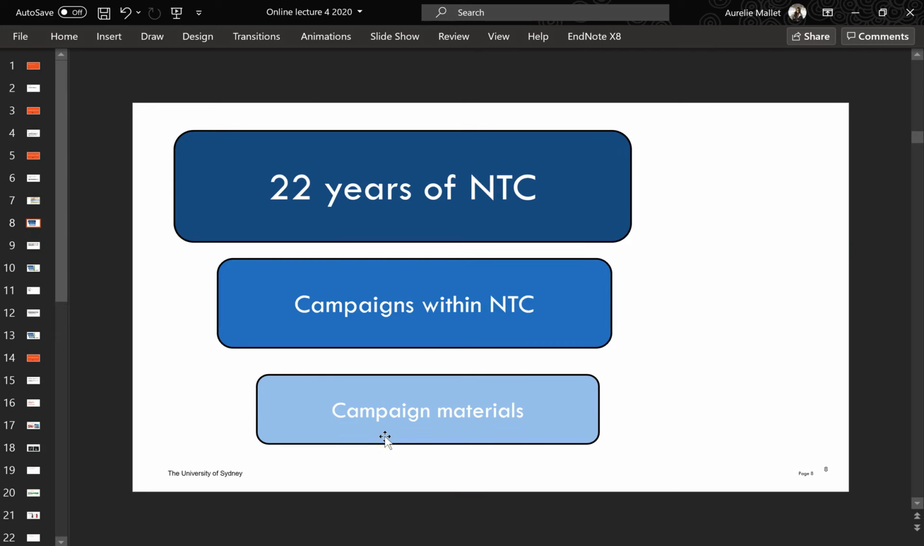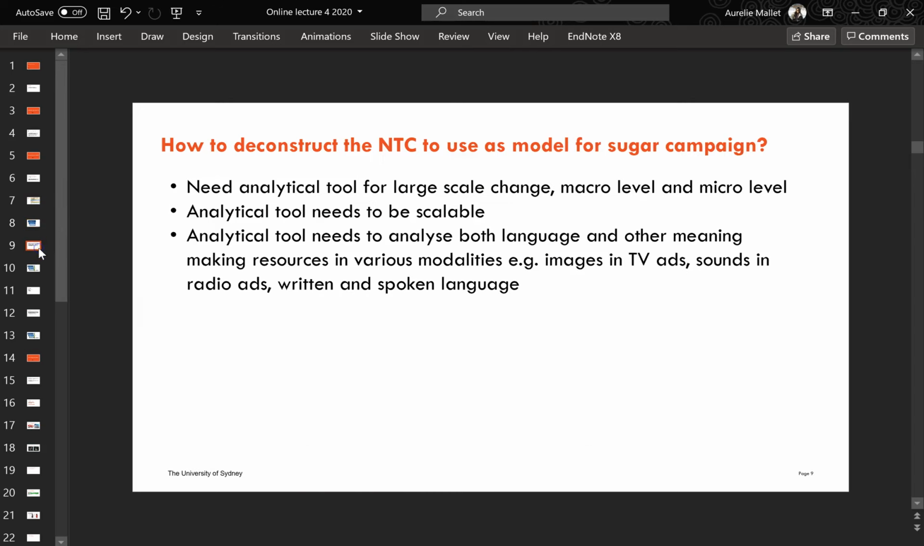So this is just a way of looking at the National Tobacco Campaign. I think that helps me to categorize all the different types of data that I have, which is quite a lot. Now, okay, so the NTC has been successful. So now how is it that we can deconstruct the NTC to use it as a model for a campaign aimed at sugar consumption?